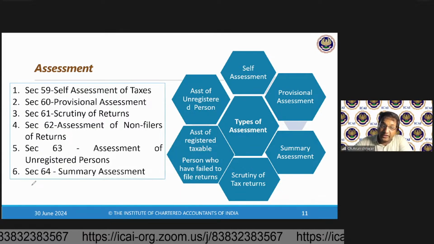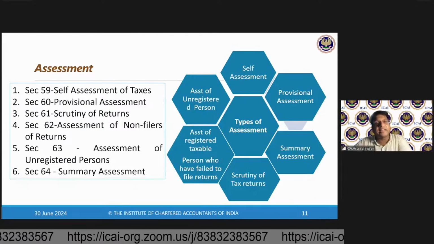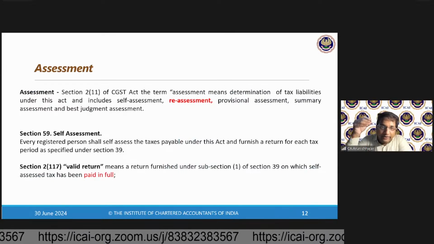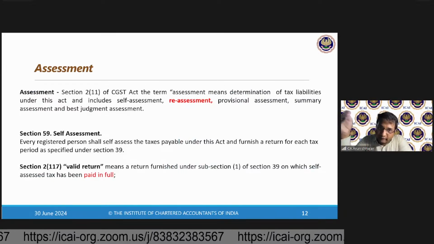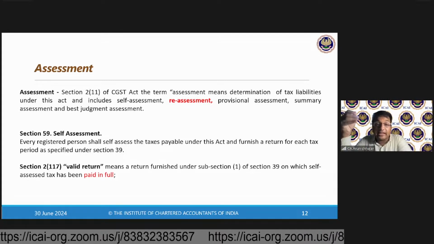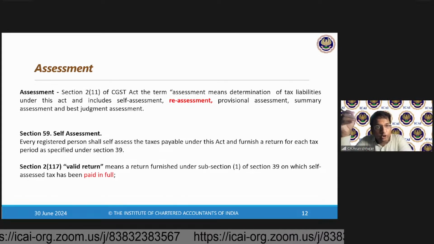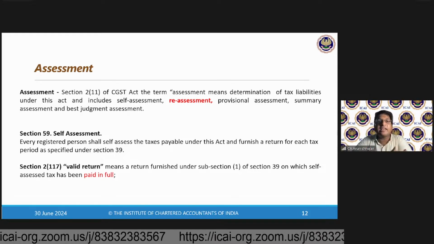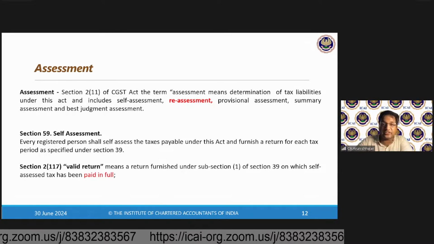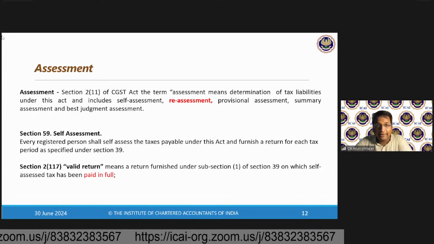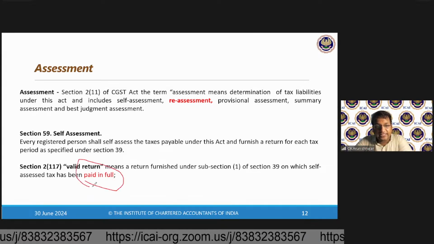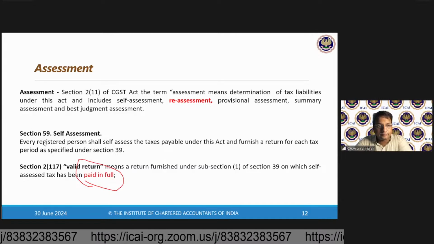Section 59, self-assessment, means filing of the GSTR 3B. We are calculating our tax liability under forward charge basis. We are calculating our liability under reverse charge basis. We are calculating the ITC eligibility and not eligible ITC. Everything we are calculating on our own basis and then filing the return. It is nothing but the self-assessment. A valid return means the return in which the self-assessed tax has been paid in full.